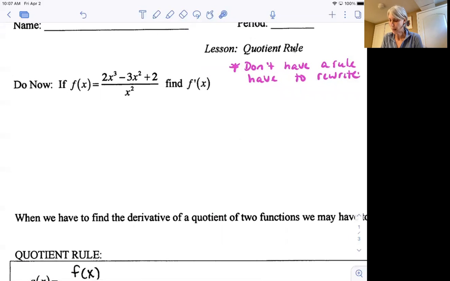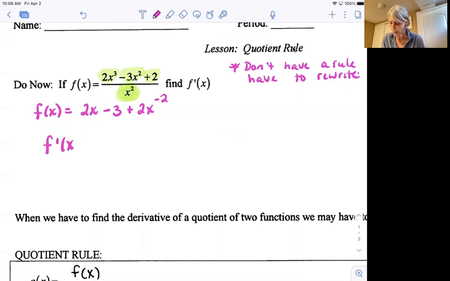And we know when we're dividing by a monomial, we can split this up and simplify it that way. So we can rewrite this function as f of x equals 2x cubed over x squared, which is just 2x, negative 3x squared over x squared, which is minus 3, and then positive 2 over x squared is plus 2x to the negative 2. There are going to be times when we're going to want to rewrite our function.